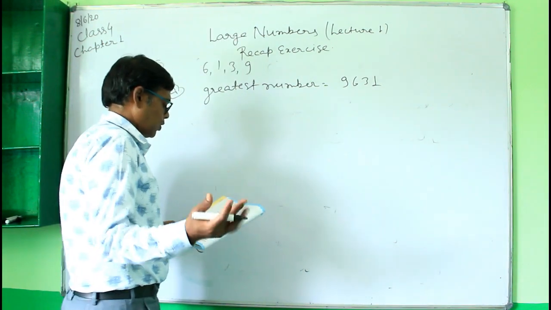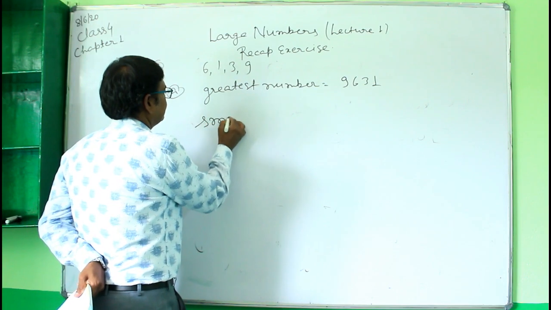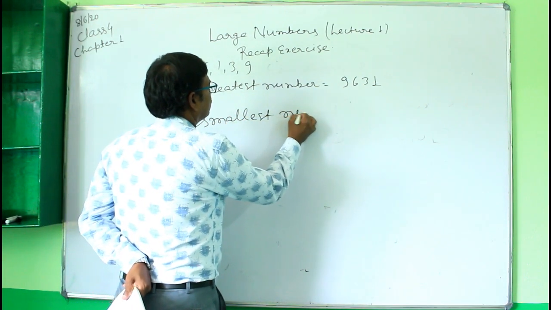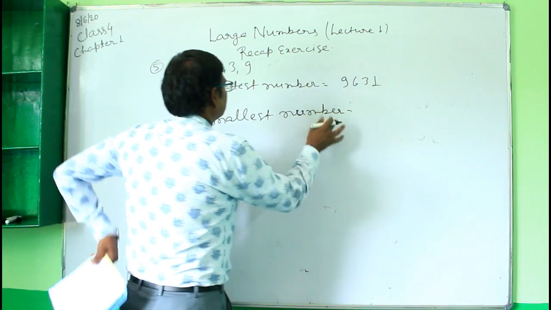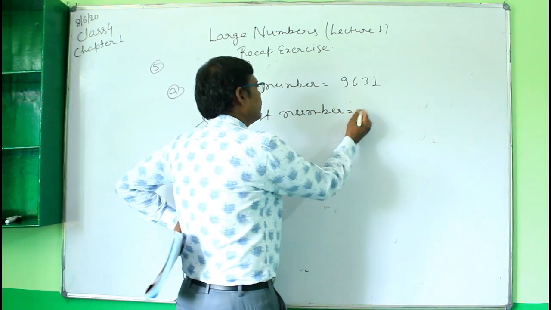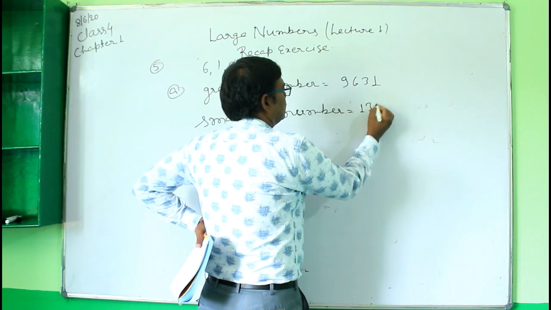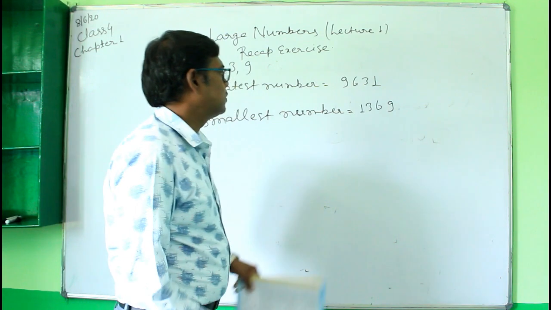Next is the smallest 4-digit number. The smallest number, I mean here the 4-digit number. Okay, then again here just reverse this order. That is, the smallest one first, then 3, then 6, then 9. So this is the smallest 4-digit number.